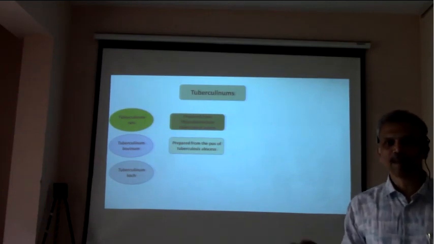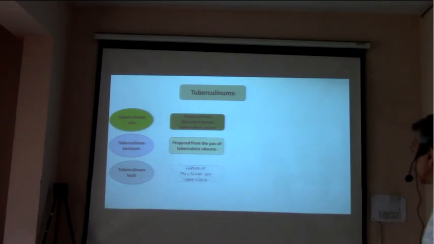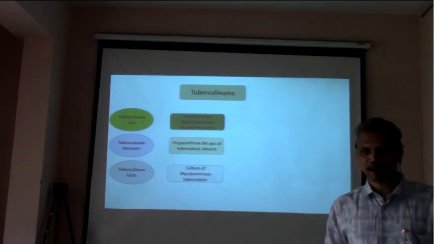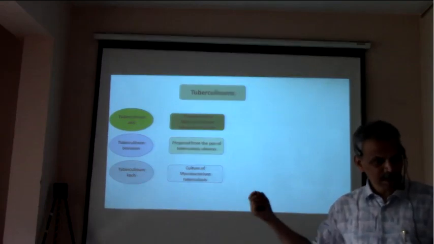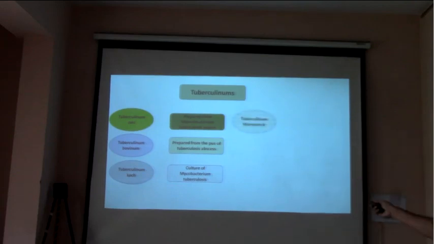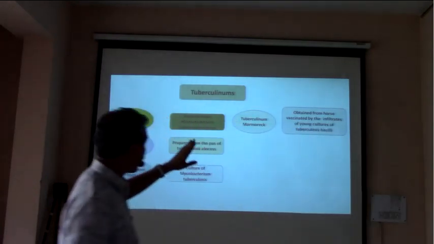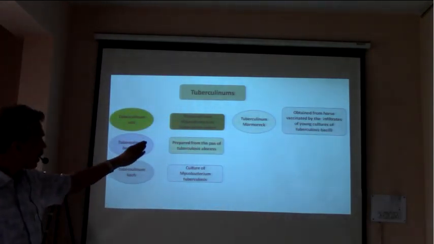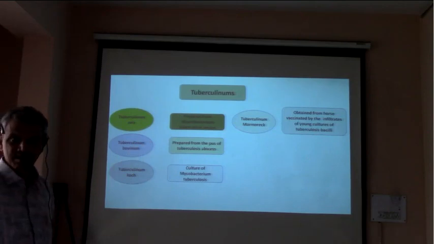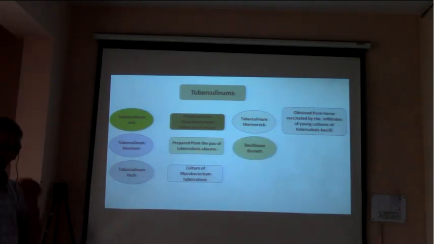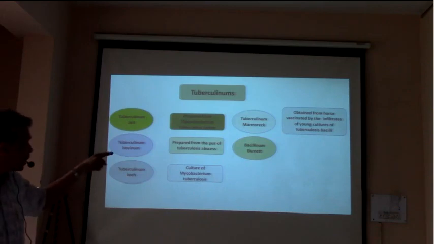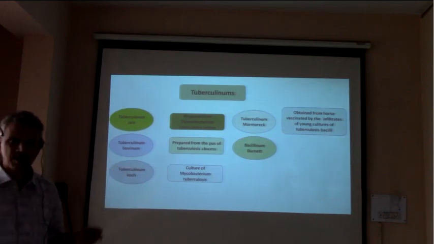And then we have another variety, and this is Tuberculinum Koch. Okay, so this is what we commonly use, Tuberculinum Koch. Culture of Mycobacterium tuberculosis. Okay, this is the common tuberculinum we use now. And moving ahead, we also have Tuberculinum Marmorek. Any vague idea what this is? Okay. So, obtained from horse vaccinated by the infiltrates of young cultures of tuberculosis bacilli. Okay. So this is one, and then you have what we commonly use, Bacillinum Burnett. Now what is this prepared from?